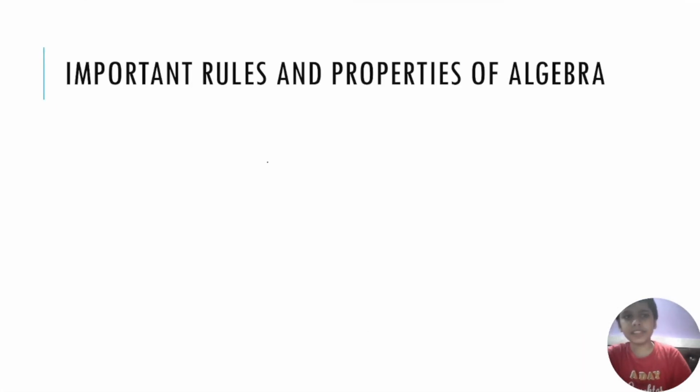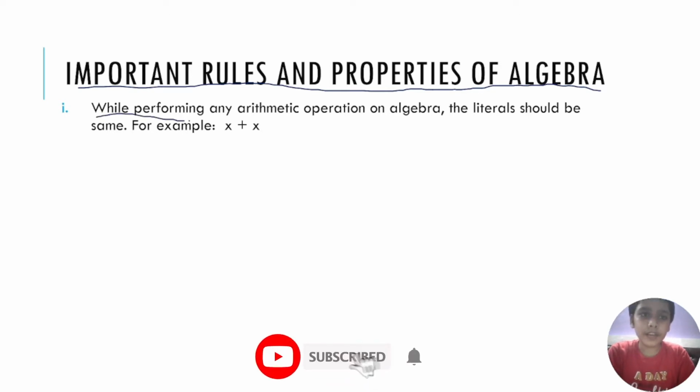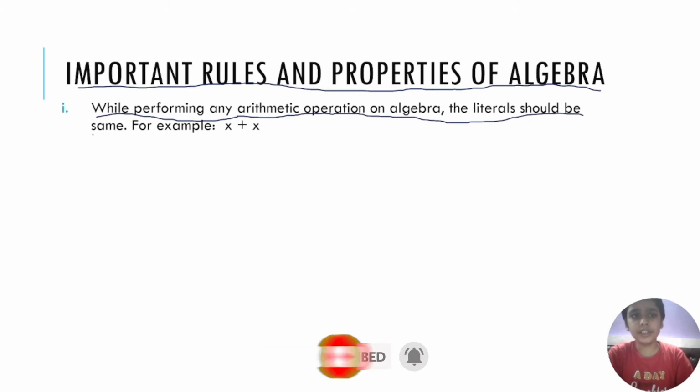So now we'll see some important rules and properties of algebra. I'll not write all the properties, only the important ones. This is the first rule of algebra, that while we perform any arithmetic operation on algebra, the literals should be same. This is a very important rule. As you can see here, we have two literals, one is x and the other is also x.